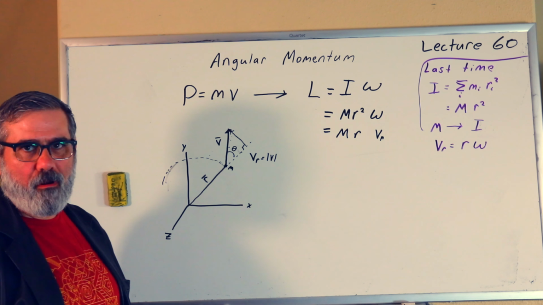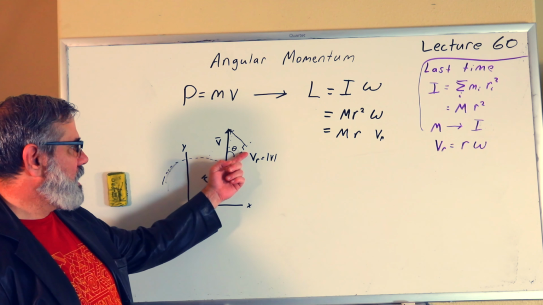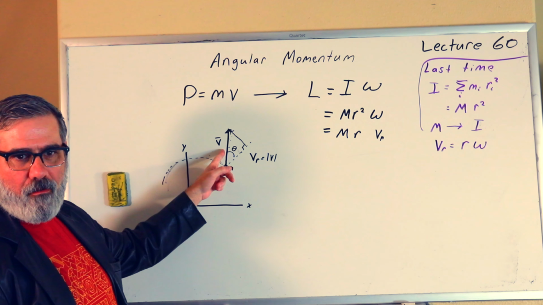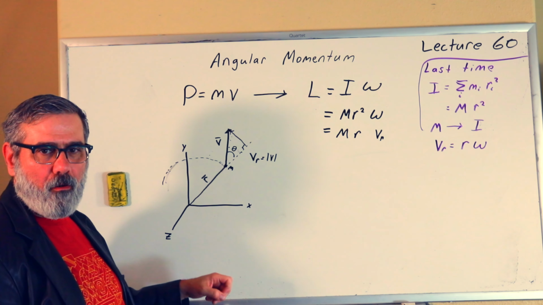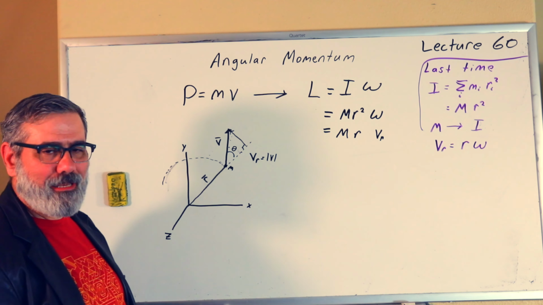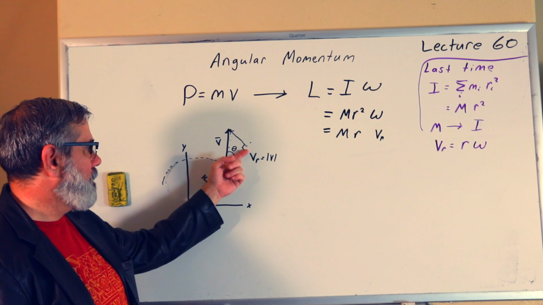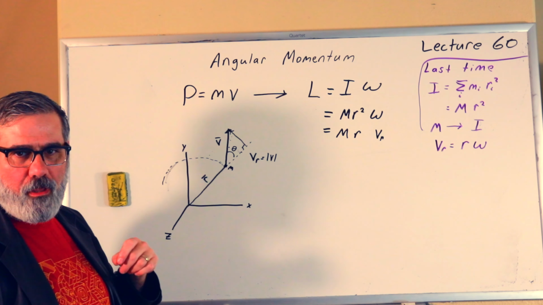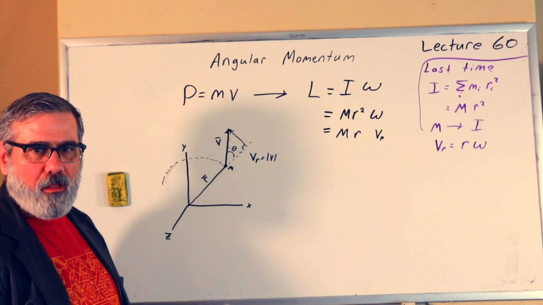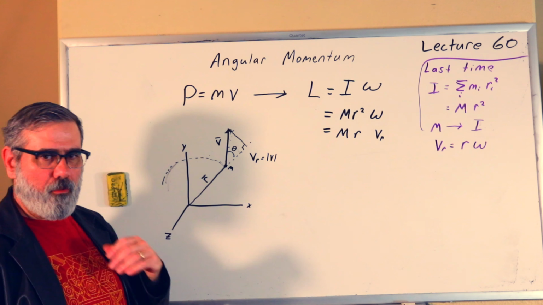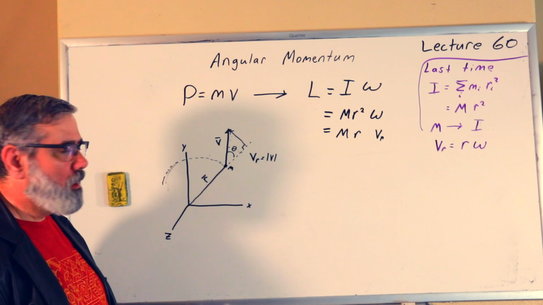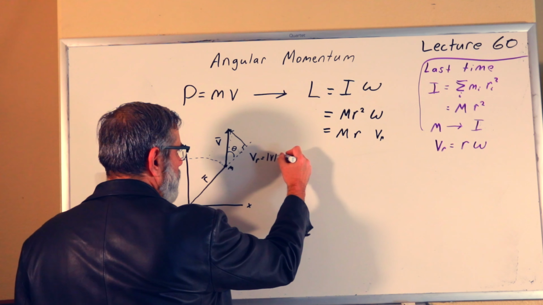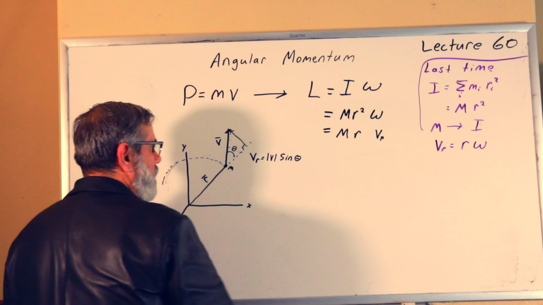Rob, how about you? Cosine? Well, that would give me the adjacent component, right? If I took the magnitude of the velocity vector, which is the hypotenuse of this triangle, and multiplied it times the cosine, I would be left with the component here. That's the radial component. That does not contribute to the rotational motion. I want the other one. I want the tangential component. Sine. Yeah, so V sub t is the magnitude of V times the sine of theta. So that's what we want to do.